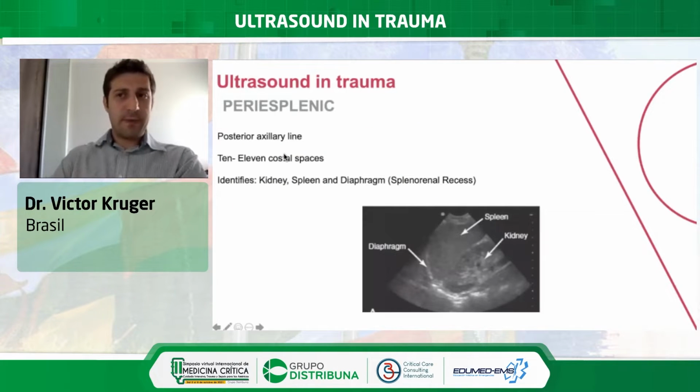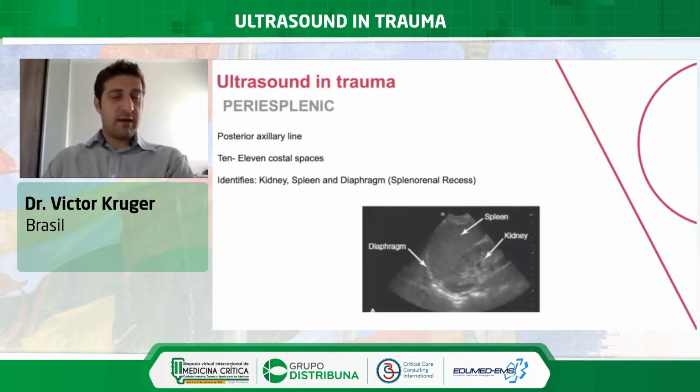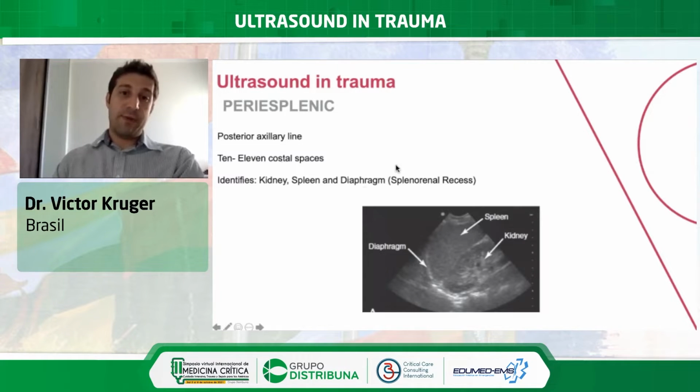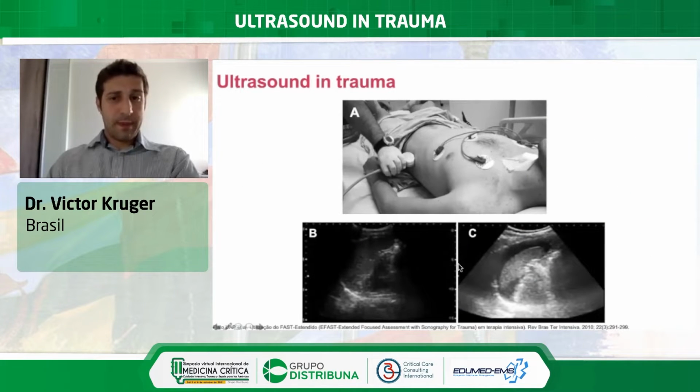When we talk about the perisplenic window, posterior axillary line is the anatomic location. 10, 11 costal spaces identify the kidney, the spleen, and the diaphragm, the splenorenal recess. The kidney, the spleen, the diaphragm, without free fluid. That's an anatomic location, more posterior and superior than the Morrison's pouch. This picture, no free fluid. In that, with free fluid, sharpened black line here.